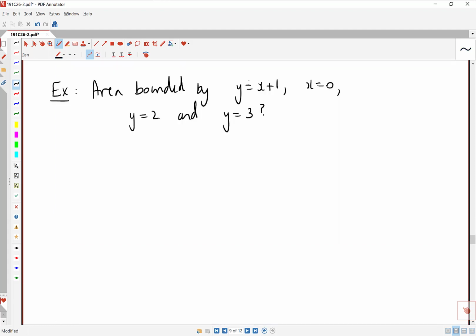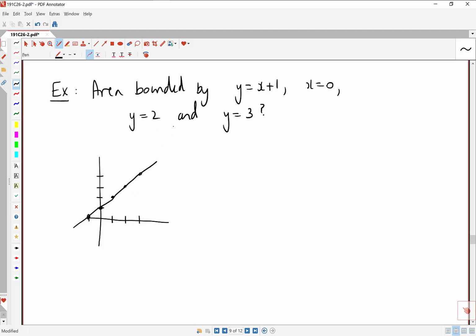So let's find the area bounded by y equals x plus 1, x equals 0, y equals 2, and y equals 3. Well, I would definitely think about drawing a sketch here. So let's start by graphing the line y equals x plus 1. So I'll just make some room along our x-axis here. So when x equals negative 1, y is 0. And then as we take a step in the x direction, y is just going to increase by 1. So we're getting that sort of picture for our line.